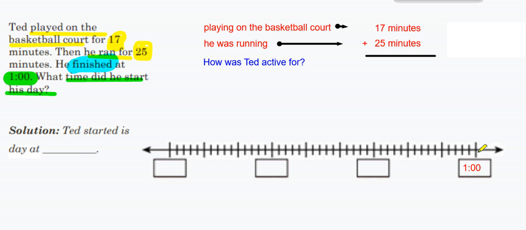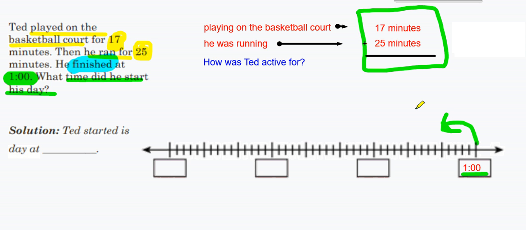So if I know that he ended at 1, I know that I'm going to be moving in that direction, to my left on the number line. So with that being said, I want you guys to hop to figure out how long he was active for, and to hop back that amount of minutes to tell me what time Ted started his day.